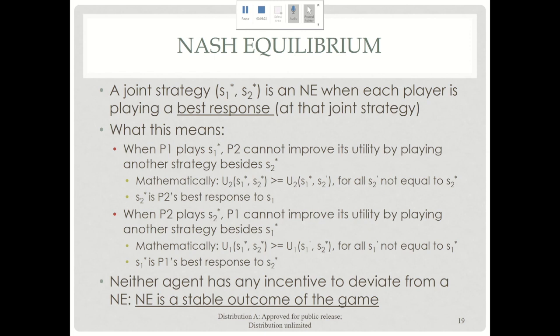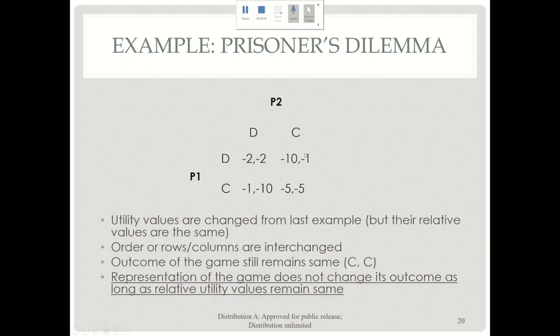Once again, this ties back to the fact that without pre-coordinating, without telling each other what action they're going to take, they have been able to arrive at a stable joint action of the game. So this is what Nash equilibrium gives.